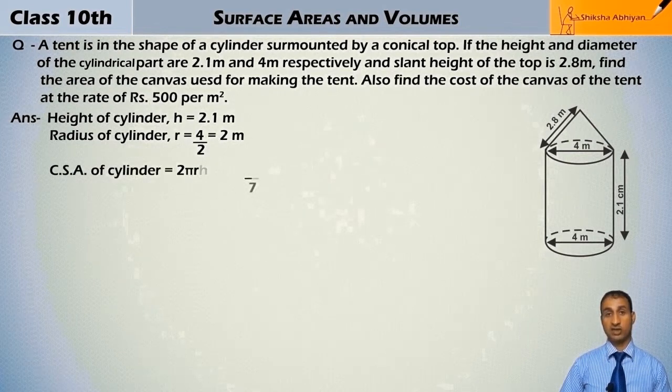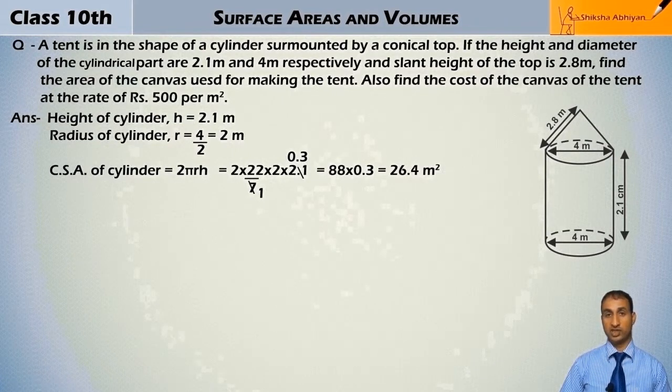So the curved surface area of cylinder is equal to 2 pi rh, that is 2 into 22 by 7 into 2 into h will be 2.1. 7 se 2.1 ko jab hum divide karenge that will give 0.3. Now 2 into 22 is 44, 44 into 2 is 88, 88 into 0.3 will give you 26.4 meter square.